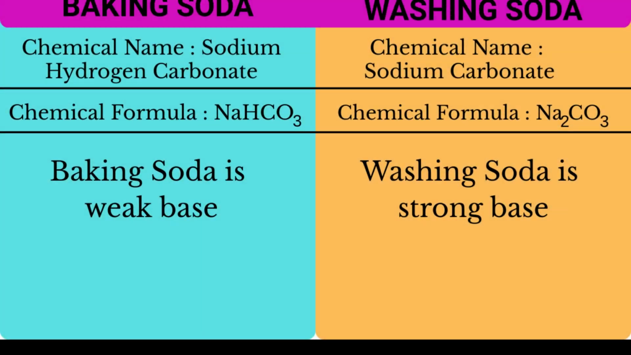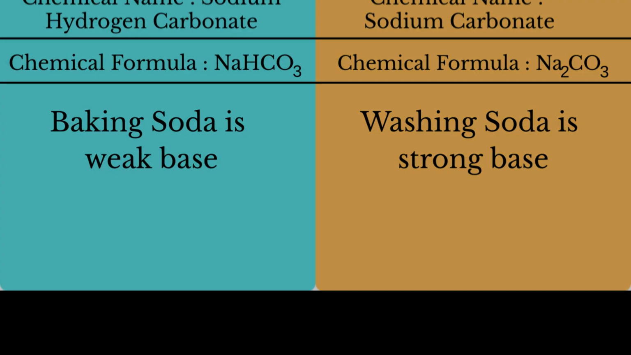Now here, baking soda as well as washing soda, both are basic in nature. But baking soda is a weak base, means it is a mild base, while washing soda is a strong base. We are going to study about the strong and weak bases in our upcoming videos. Okay. Then the next point what we have to mention here is its use.